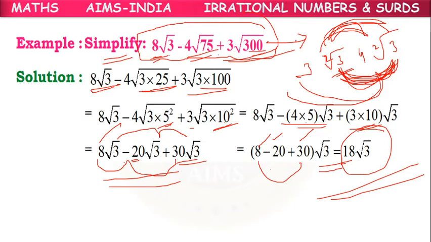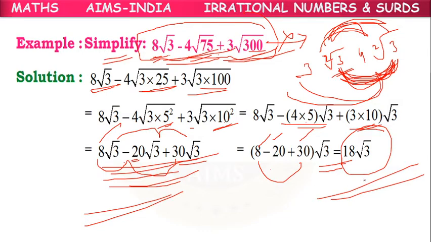So just by seeing the question, we should not say it is not similar surd, we cannot simplify. Like that we should not say. We have to check, is there any possibility of making them into similar surds? If there is this possibility, we can do like that. We can add them by using distributive law.